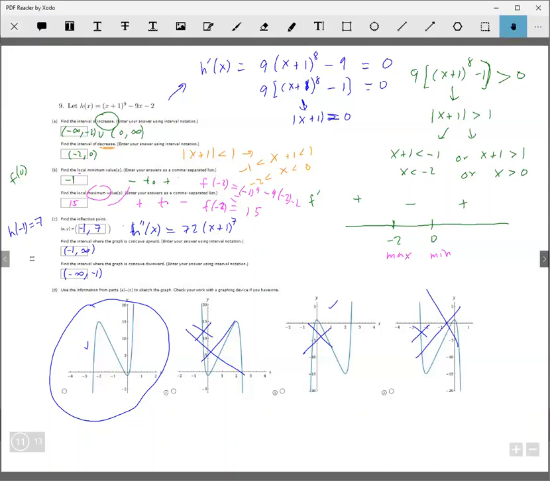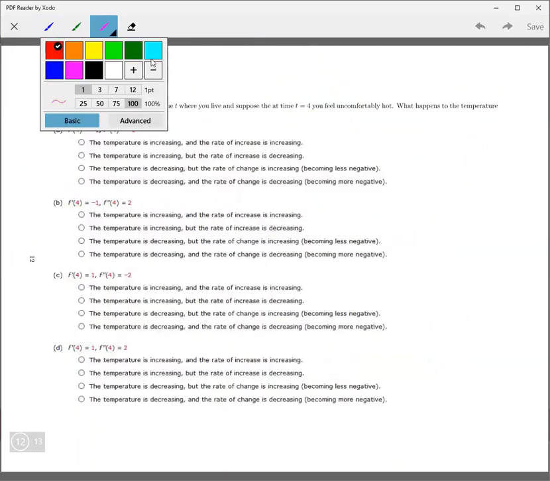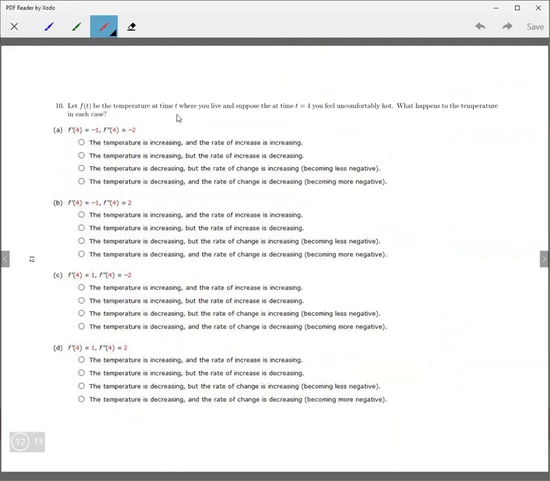Okay, we got just one more problem to go, and then we'll be done, I promise. So let F of T be the temperature where you live, and suppose at T equals 4, you feel uncomfortably hot. This is nothing you do with the problem, absolutely nothing. What happens to the temperature in each case?